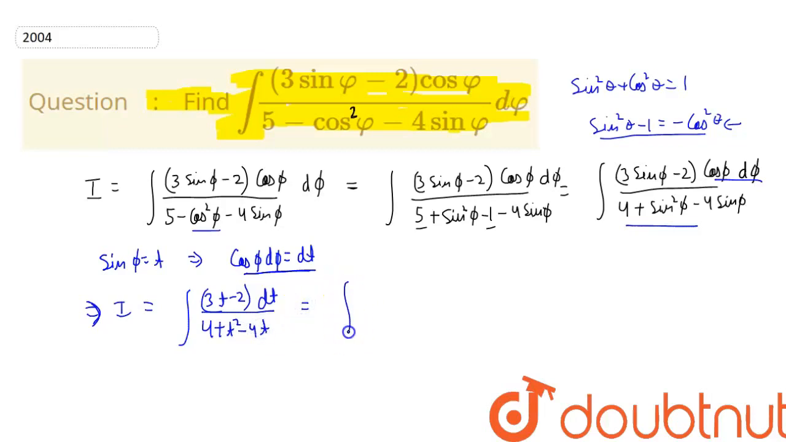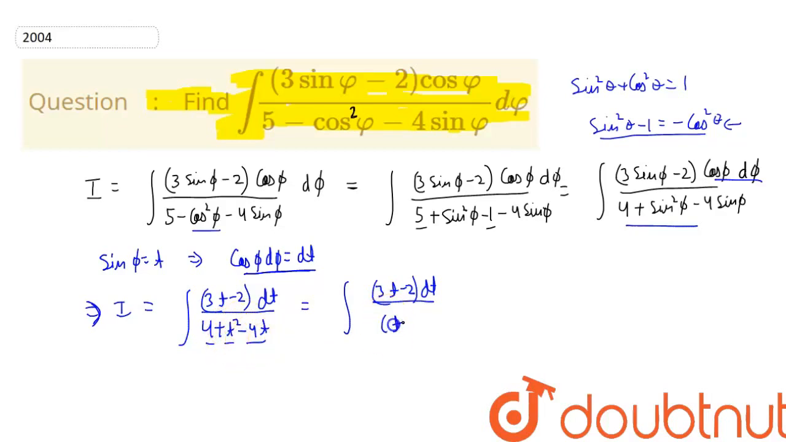Now if we solve this ahead, then we get (3t minus 2) times dt whole divided by, in the denominator, we can see that here we have t square plus 2 square minus 2 into 2 into t. So it forms the identity of (t minus 2) whole square.